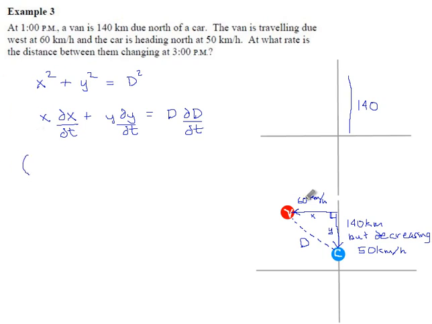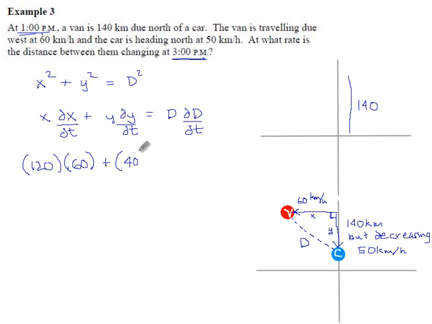x is this distance, and they're talking about, by the way, 3 o'clock p.m., meaning 2 hours after this whole exercise started. From 1 to 3 o'clock, 2 hours have gone by. So the van at 60 kilometers an hour should be 120 kilometers west. dx/dt is how fast that's increasing, which is 60 kilometers an hour. Plus, for y, we were at 140, then it went down 50, that would have made it 90, went down another 50, that would have made it 40 kilometers.